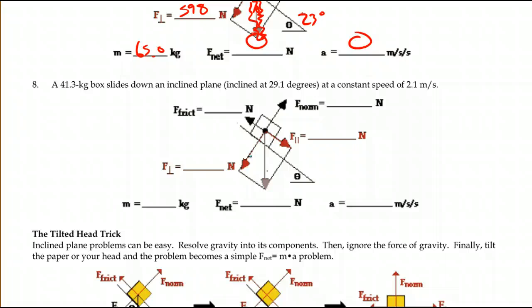Okay, one more to go, and it's similar to the one we just did in that instead of being static equilibrium, it's going to be translational equilibrium. Now the 2.1 doesn't matter. What matters to us is that it's at constant speed. Therefore, again, all the forces must add up to 0.